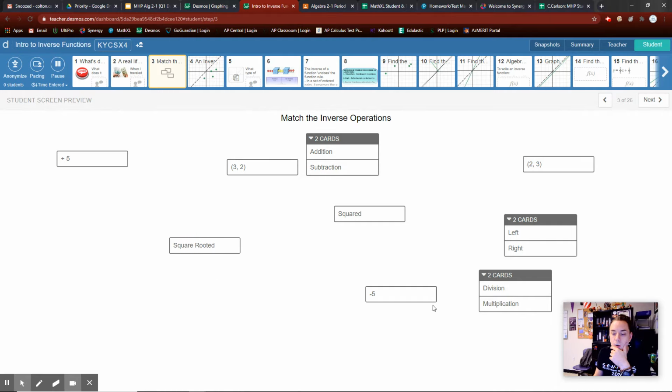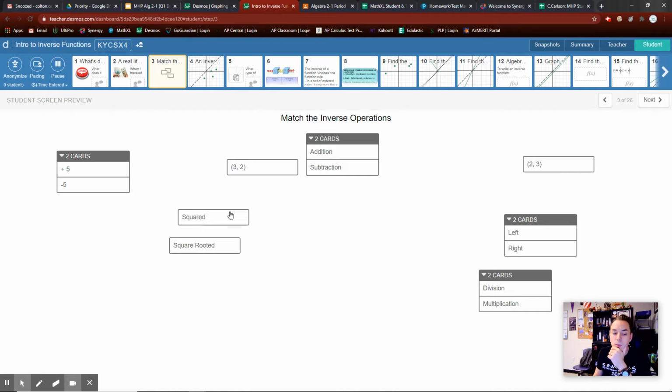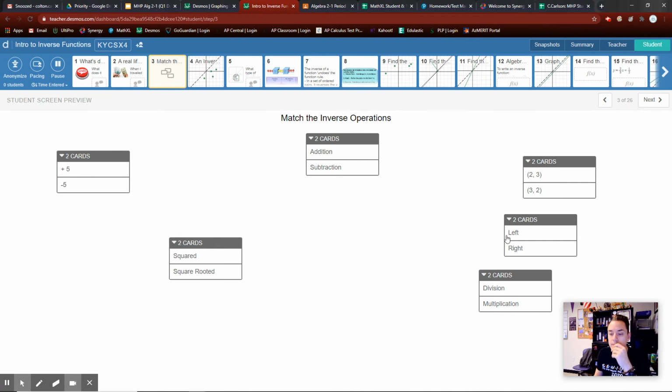And now we get some of these hard ones, but here I see -5, that's subtraction with addition. And then I see square and square root. Yes, you're right. Square and square root. Those are inverse operations. And of course, I have my last one right here. Now notice this one. Look at this. 2, 3 and 3, 2. You're telling me those are inverse operations, Mr. Carlson? I'm telling you yes. Yes, they are inverse operations. When you flip the input and output, the domain and range, they are inverse operations. And we already know what domain and range are, right? We should. So let's go to the next one.